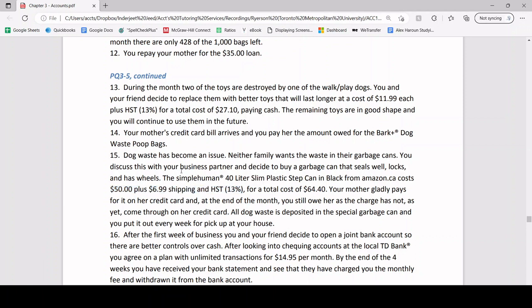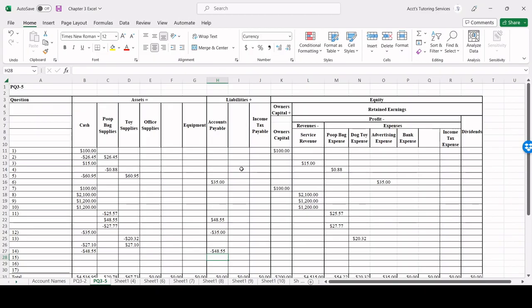Your mother gladly pays for it on her credit card, and at the end of the month, you still owe her as the charge has not as yet come through on her credit card. All dog waste is deposited in the special garbage can, and you put it out every week for pickup at your house. So in this situation, simply put, the garbage can is going to be considered equipment to us because it's going to last us for more than 1 year. It's not a supply, it's an actual piece of equipment to the business. That makes sense. So our equipment is going to increase by 64.40.